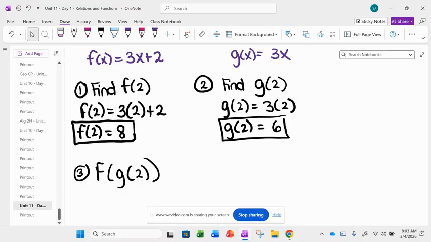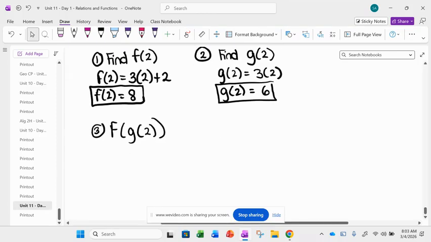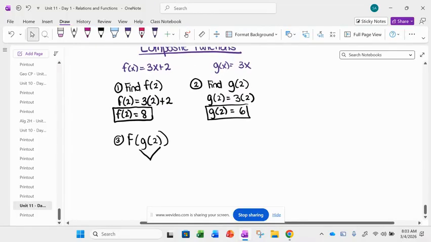What do we work with first? Charlie? The innermost parenthesis first, not any difference here. So we have f of g of 2. So we're going to work with the innermost parenthesis first. Well, what's the innermost parenthesis? G of 2. So that means go to g of x and plug in a 2 for x.